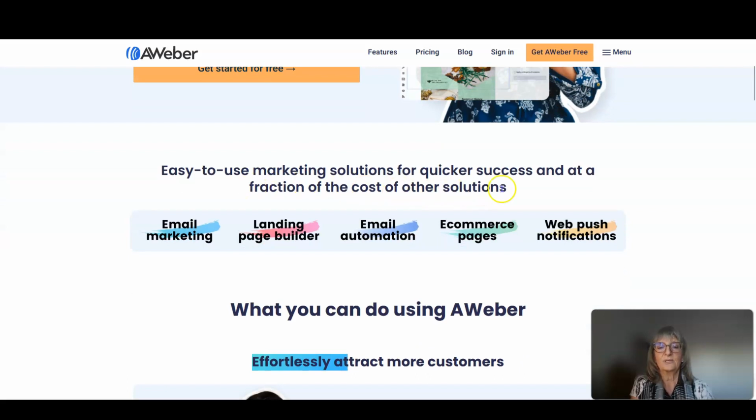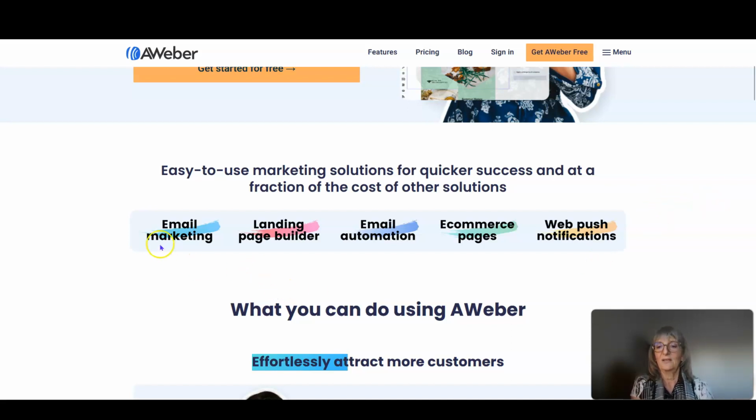Easy to use marketing solutions for quicker success and at a fraction of the cost of other solutions. Do you see how that's talking to the audience about what they're wanting? I want something that's easy. I want quick success, right? I don't want to have to pay so much. All of these things are things that I'm looking for.